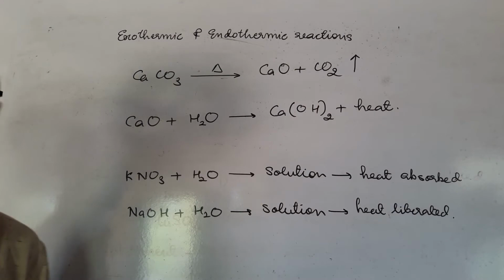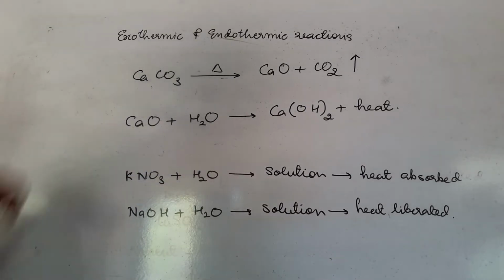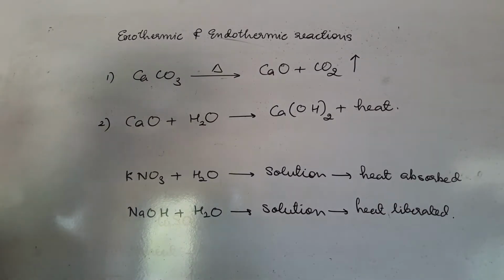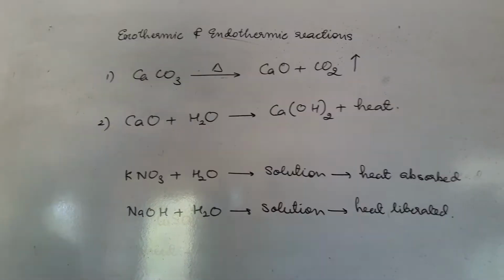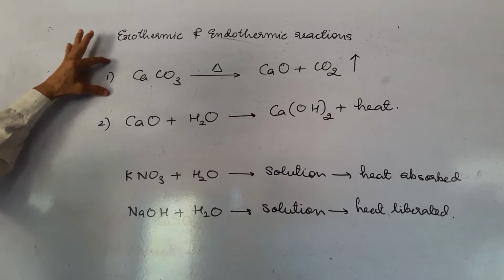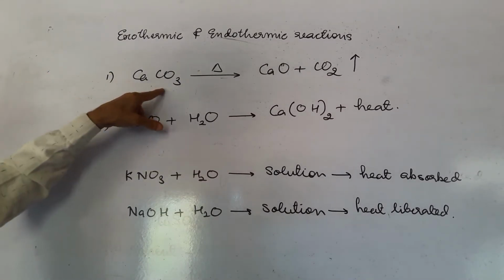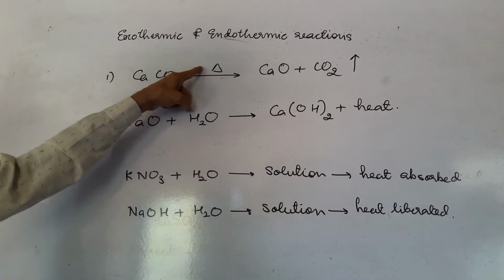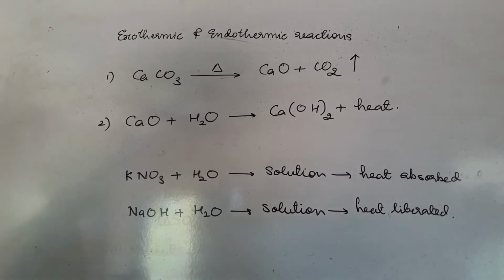Next we will see the exothermic and the endothermic reaction. What are these two reactions? Just look at the first and the second equation. The first equation is calcium carbonate, and on the reactant side we have shown a triangle. The meaning of the triangle is heat.